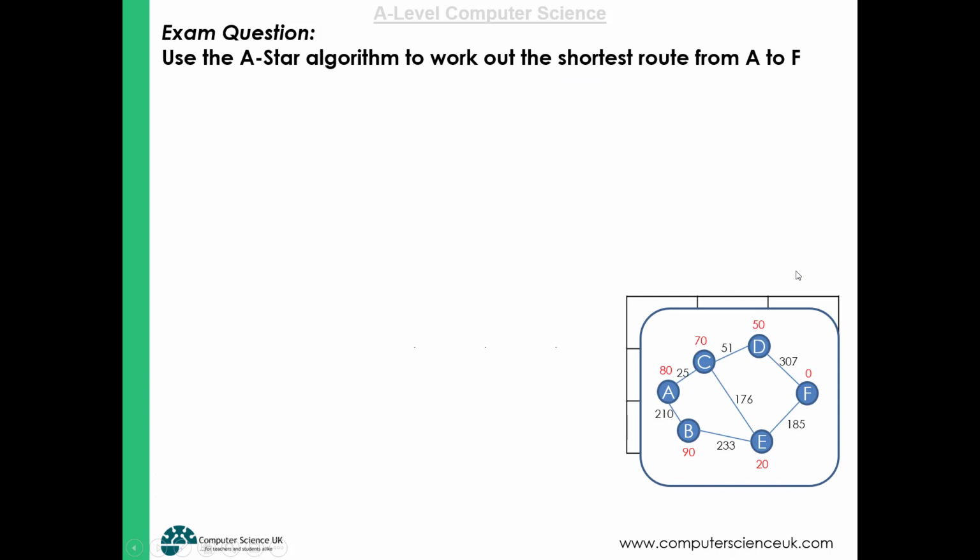Okay, so here's an exam question. Use the A-star algorithm to work out the shortest route from A to F. So we've got a graph down here, and we want to go from A to F. We've got different possible pathways.